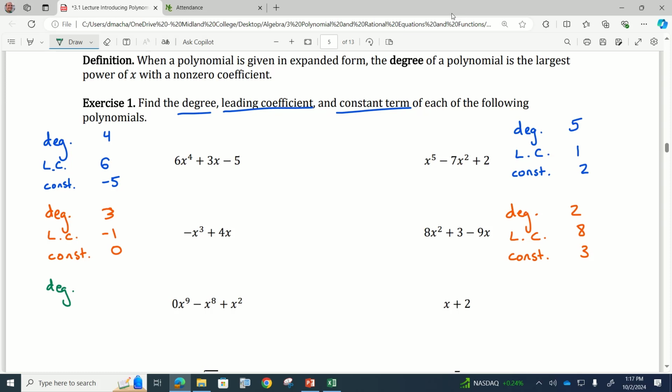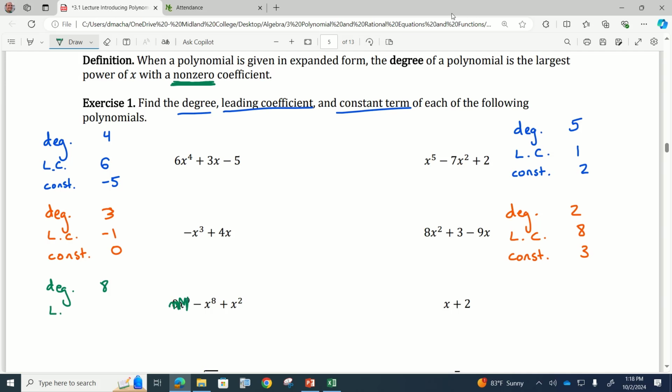It's going to be 8. And the reason is because if you see it in expanded form, the degree of a polynomial is just the largest power of x with a non-zero coefficient. And the reason we say non-zero coefficient is if this coefficient's 0, I mean 0 times anything is just 0. So we don't actually need that. It's just junk, right? It doesn't really do anything at all to contribute to my polynomial. And so what's left is degree 8.